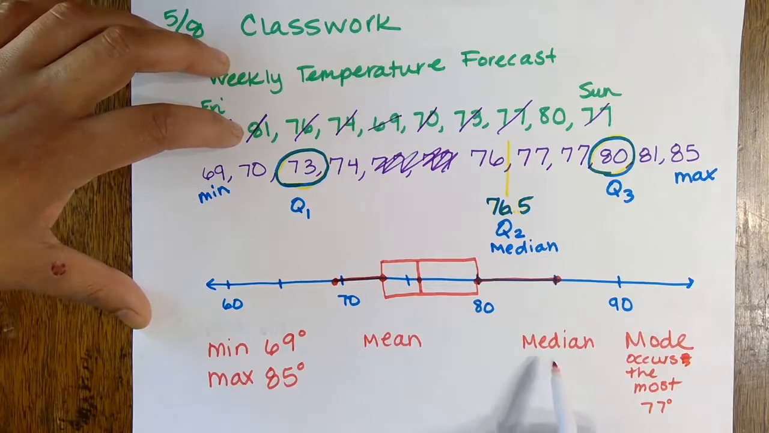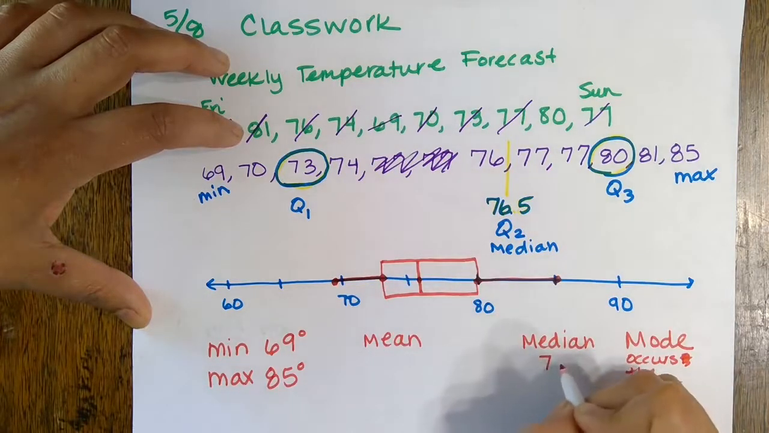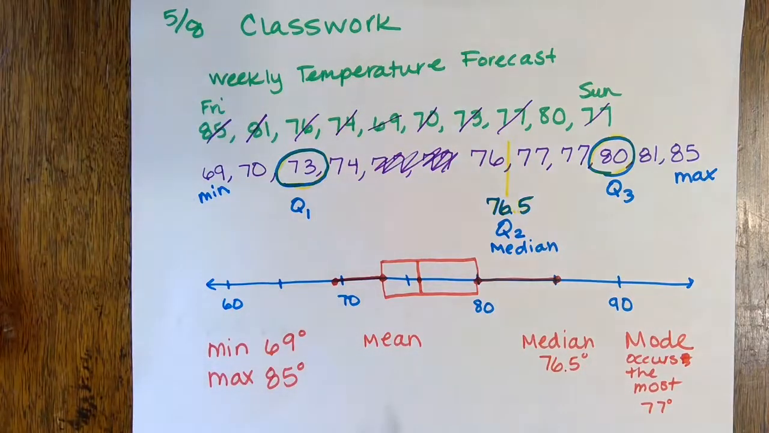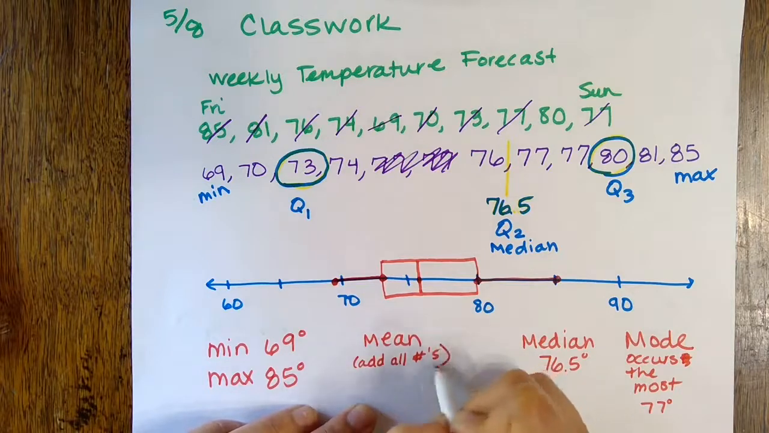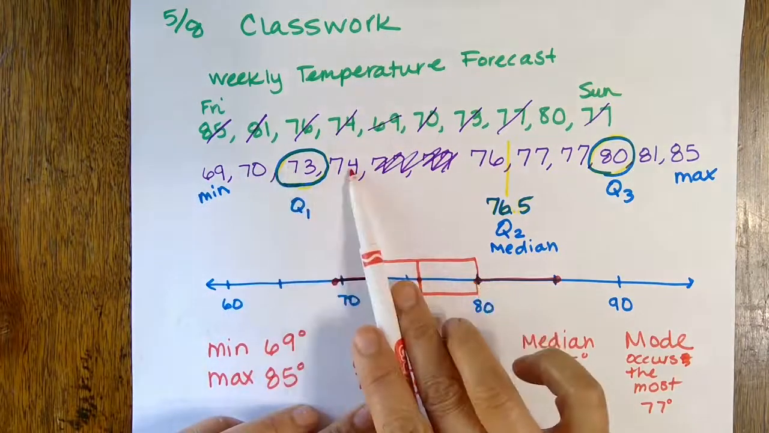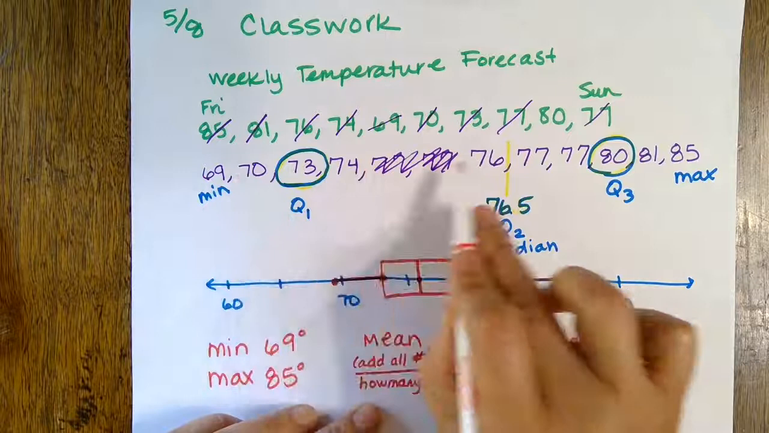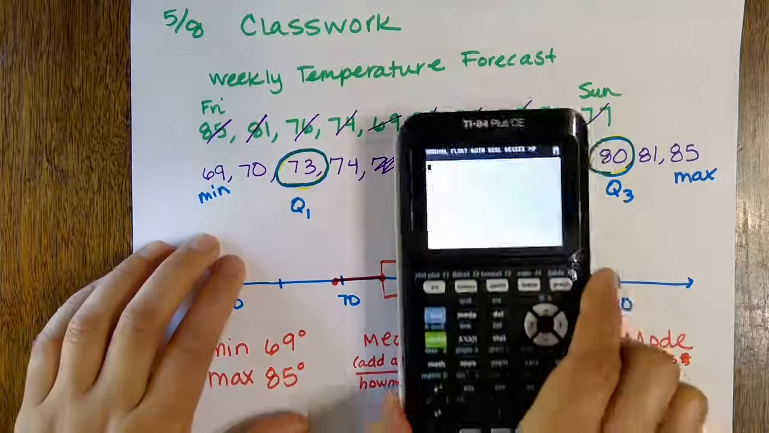So we're going to have a 77 degree temperature a couple of days coming up. The median is a number right in the middle. And so that is 76.5. And these are all degrees. Okay, the mean. The mean is the average temperature for the next week. So to find the mean, you have to add all the numbers and then divide by how many numbers. So let's see, how many data points? 1, 2, 3, 4, 5, 6, 7, 8, 9, 10. Let me count that again. 1, 2, 3, 4, 5, 6. Okay, 10 numbers.